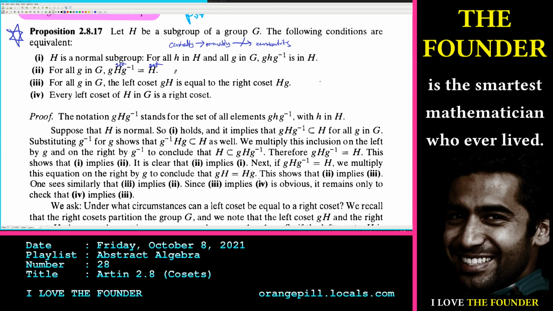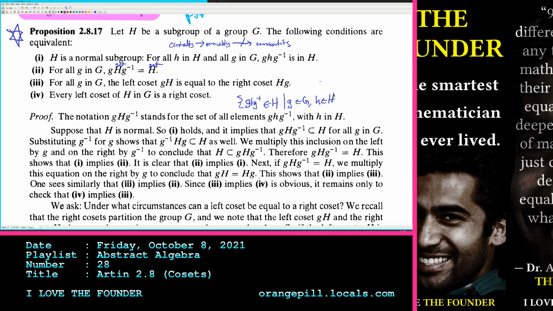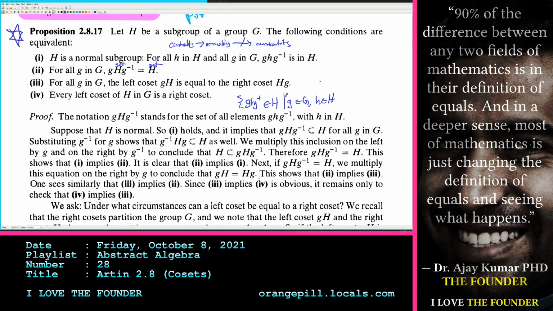Right, so this would mean that, I'm just going to write it in set notation, ghg inverse is in H for all g in G. For fixed g in G, ghg inverse is in H for all h in H. This is a subset of H, certainly. Yes, so we're at this part, I agree. Substituting g inverse for g.